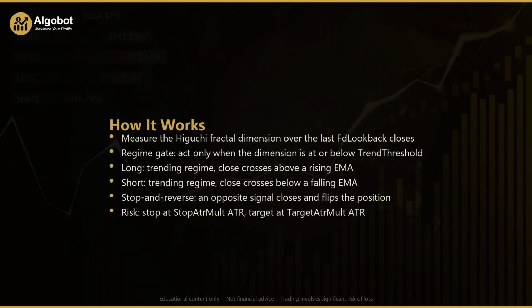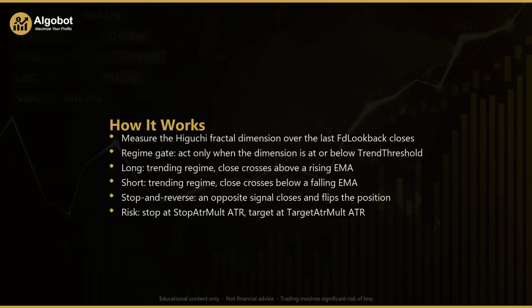The second thing is the regime gate, and this is where the Higuchi fractal dimension comes in. Over the last 40 closes, set by the FD lookback parameter, the algorithm resamples the close curve at coarser and coarser strides, measures how the total curve length grows, and fits a straight line to that relationship. The slope of that line is the fractal dimension, bounded between 1 and 2. A value near 1 means the path is smooth and trending. A value near 2 means it's jagged and choppy.